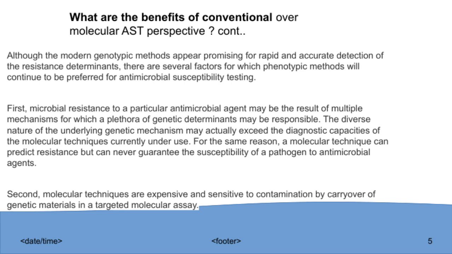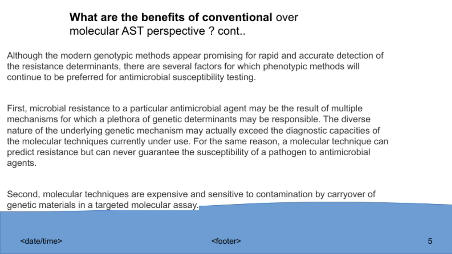The problem is, the genetic landscape is often so diverse that current molecular techniques might not capture all these mechanisms effectively. In other words, the genetic basis of resistance can be quite complex and may even surpass the diagnostic capacity of the molecular tests we currently have. Second, it's essential to remember that while molecular methods can predict resistance, meaning they can tell us if resistance genes are present, they can't guarantee how the pathogen will actually respond to the drug. In other words, the presence of a gene doesn't always mean the organism is resistant in practice.